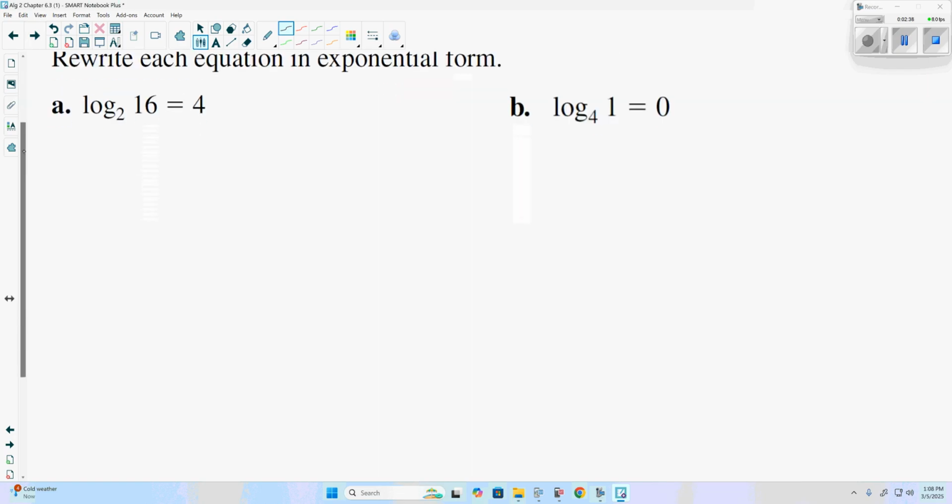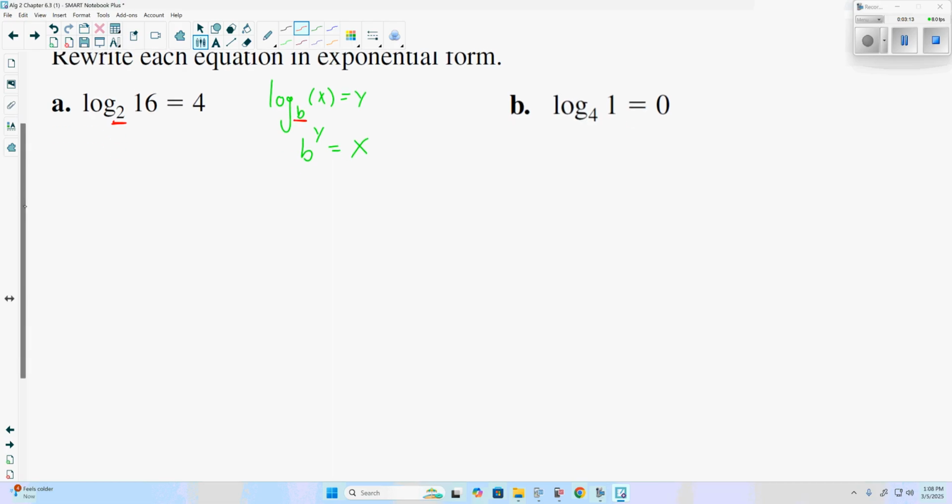So if we look at this here, log base 2 of 16 equals 4 is true if and only if. So our log base b of y, or x, equals y if and only if b to the y is equal to x. So if we look at the first one, log base 2 of 16 equals 4. So what took the place of b? 2. So what we're wanting to do is rewrite it in exponential form.